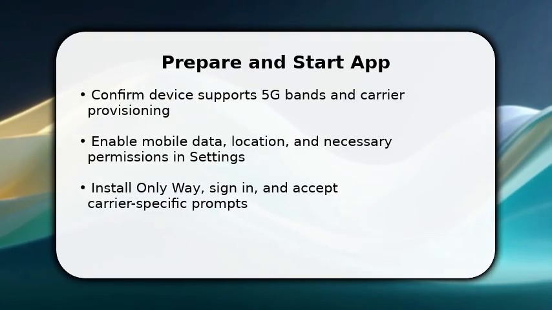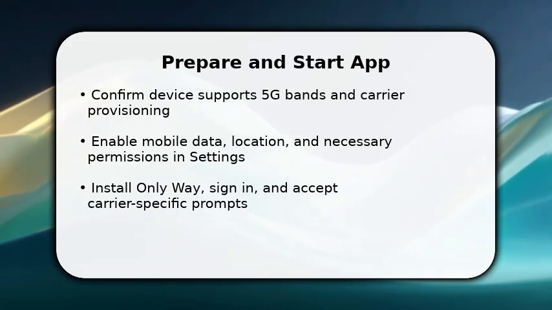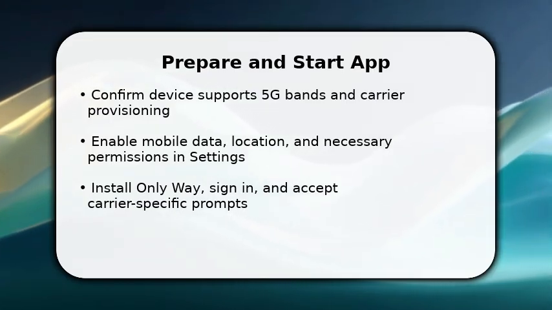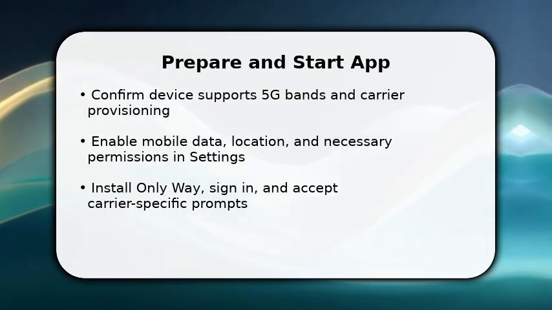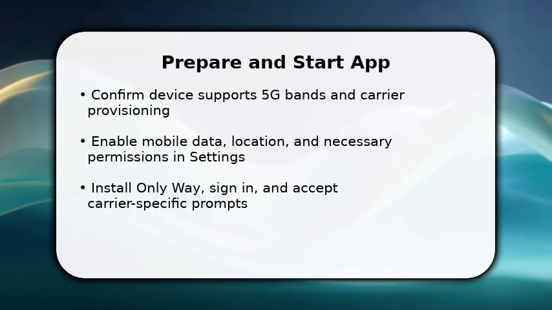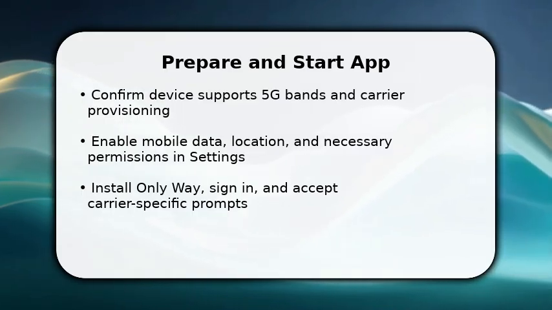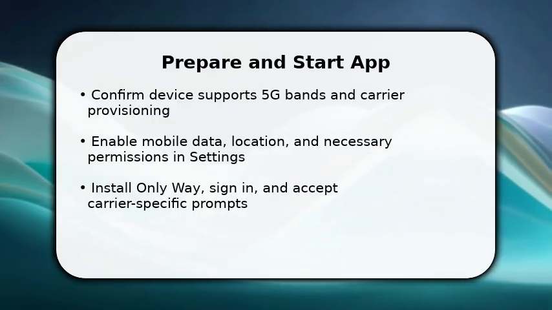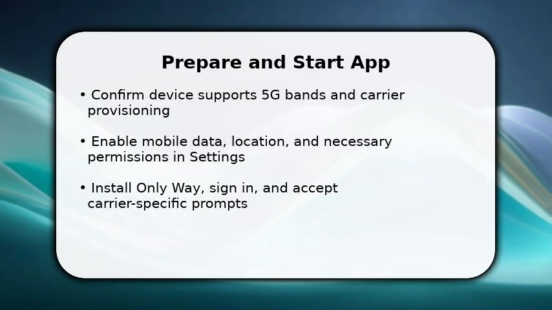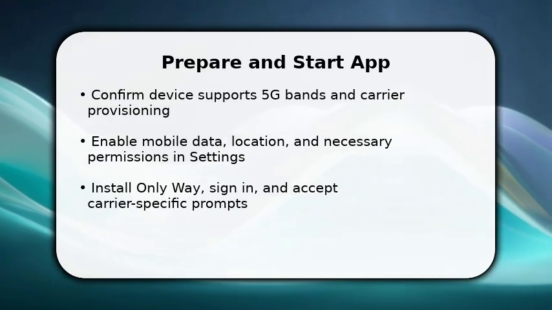You begin by confirming your phone actually supports the 5G bands your carrier uses. This avoids dropped connections later. Once done, enable mobile data, location, and grant only the permissions it requests so the app can detect 5G cells. Next, open the app and sign in with your account. Follow carrier provisioning prompts if shown.